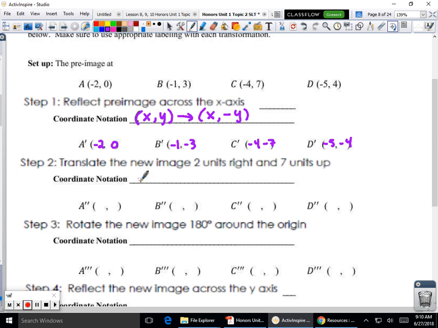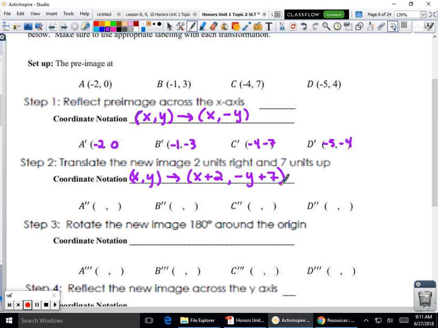So now when we take our notation, we're building on this one. So now we're taking the original to do the first 2 steps. We're taking the original points and we are doing both of these steps. We're first doing this one, and then to this one we are going to move 2 units right, so I'm going to do that to the x, plus 2, and 7 units up. All right, so we're going to add 7 to that -y. -y plus 7. So we're building on each step.